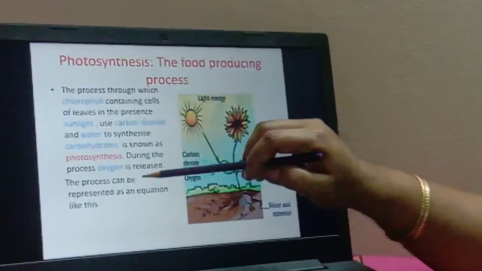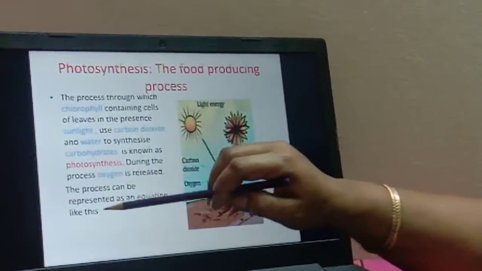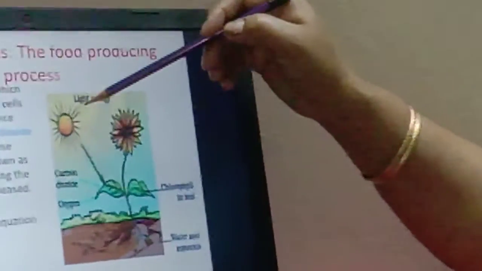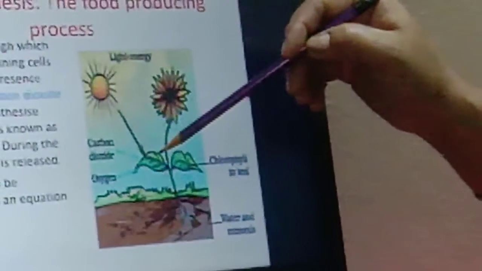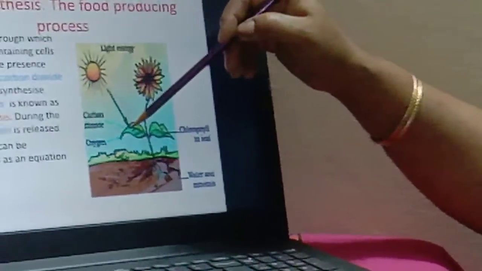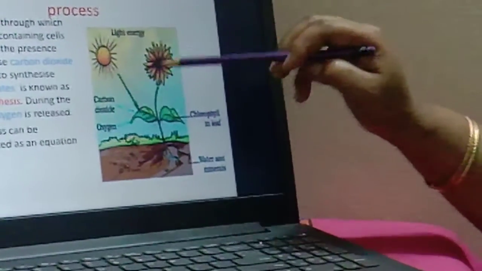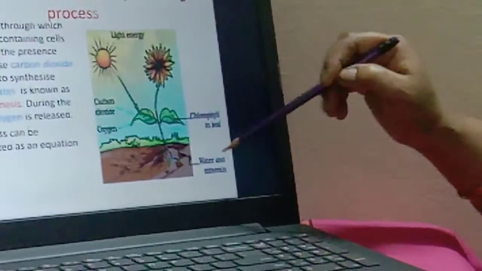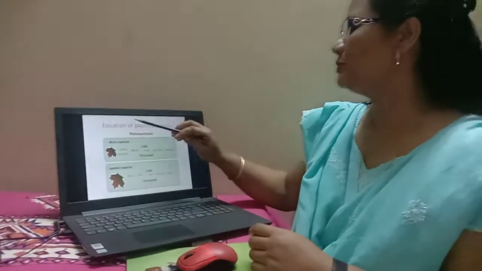The process can be represented as an equation like this. Okay, I'm going to show you the equation. Before that, you see, light energy is captured by the leaf, and the chlorophyll in the leaf. Carbon dioxide is coming to the leaf and it is going through the stomata, as I have told you. And during this process, oxygen is released, you see. Right? Water and minerals are absorbed through the roots. Okay, let us see. So this is the equation.